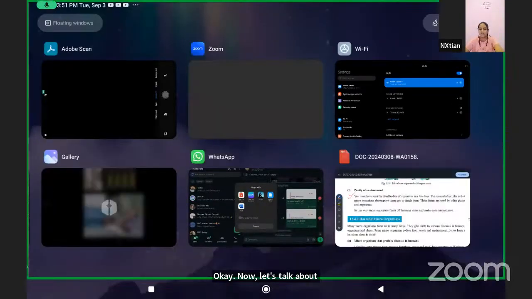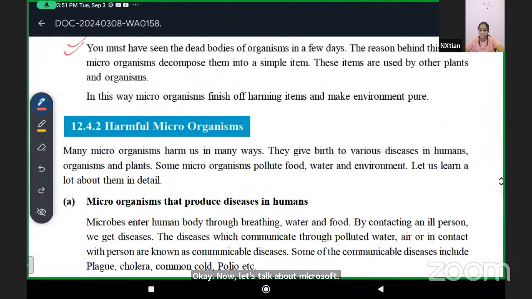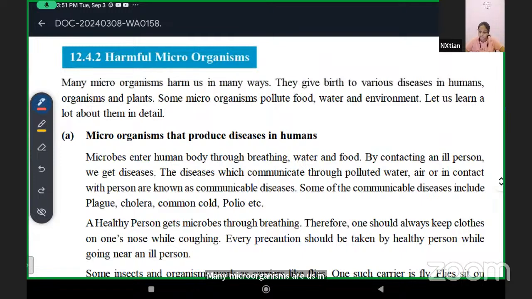Okay. Now let's talk about harmful microorganisms. Many microorganisms harm us in many ways. They give birth to various diseases in humans, organisms, and plants. Some microorganisms pollute food, water, and environment. Let us learn a lot about them in detail.